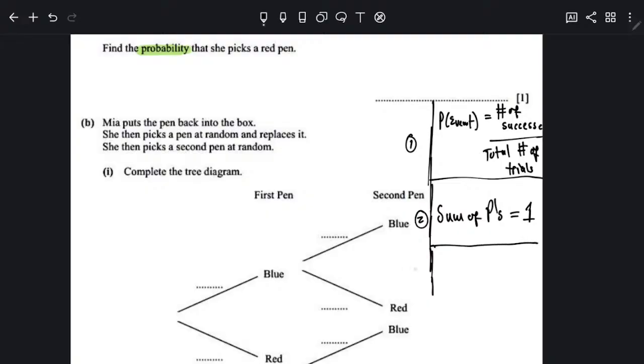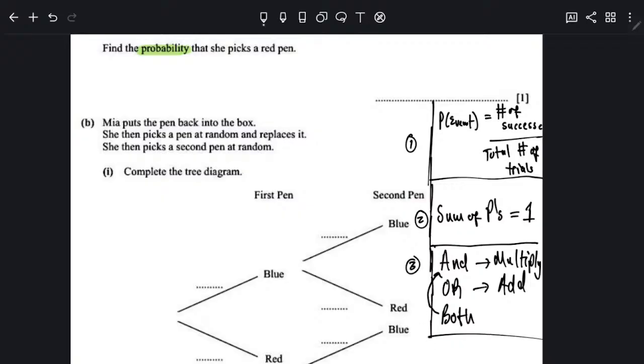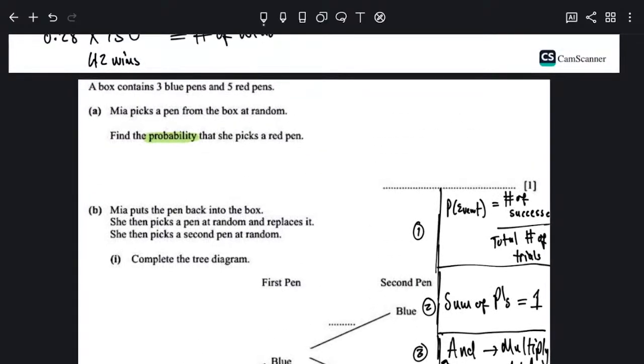Remember this. Then the third one: if you see the word and, you should multiply. If you see it appearing anywhere, remember to multiply. When you see the word or appearing anywhere, remember to add. If you see the word both, find the probability that both something, then you change it to and, then you multiply. So this is enough. These are the 3. Let's get to work, okay? These are the only 3 that we have.